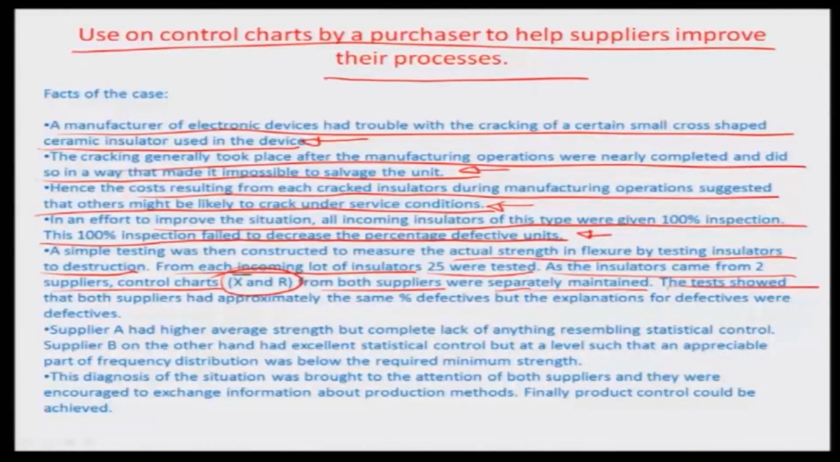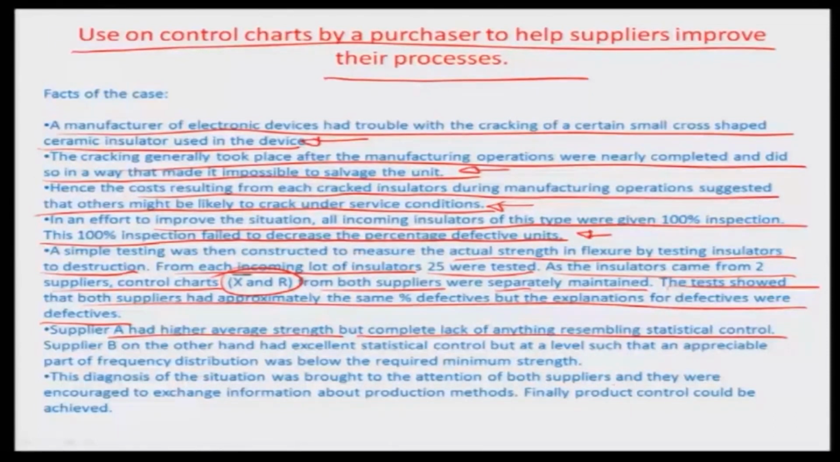The test showed that both suppliers had approximately the same percentage of defects, but the explanations for the defectives were the following. Supplier A had a higher average strength but a complete lack of anything resembling statistical control. B, on the other hand, had excellent statistical control, but at a level such that an appreciable part of the frequency distribution was below the required minimum strength.